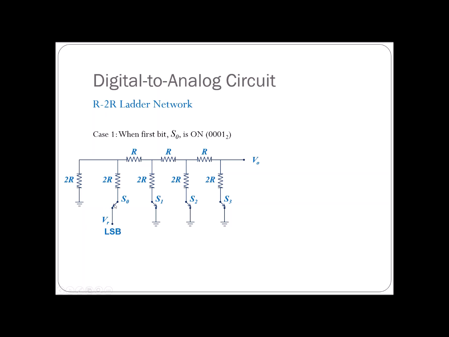So this is connected. It is energized, it is active. The rest are connected to the ground. It's off, so it's not connected here. So what will happen? How will this be converted to an analog signal? Let's analyze it step by step.